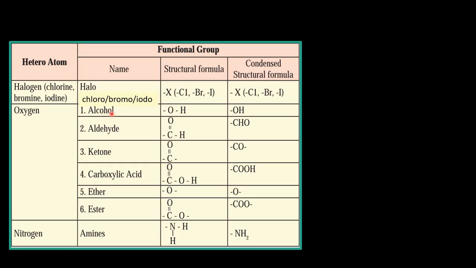Now, there are 6 functional groups in which oxygen plays a major role apart from carbon and hydrogen. The first one is alcohol with one oxygen and one hydrogen, and aldehyde with carbon, oxygen and hydrogen. You can see how they are linked with each other. The next one is ketone, which contains only carbon and a double bond attachment with the oxygen atom.